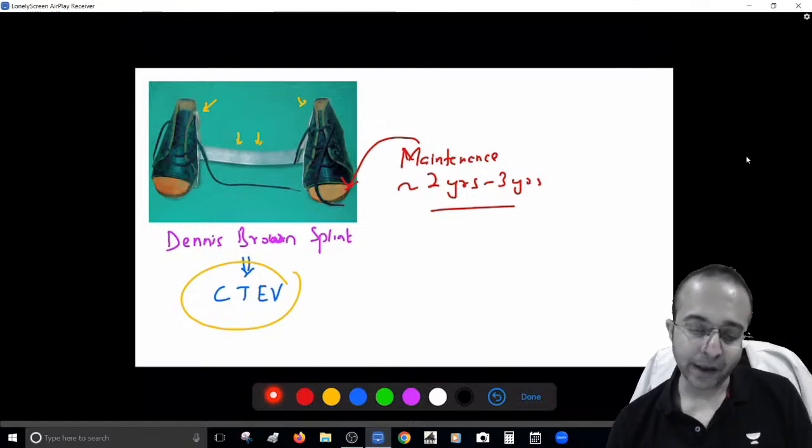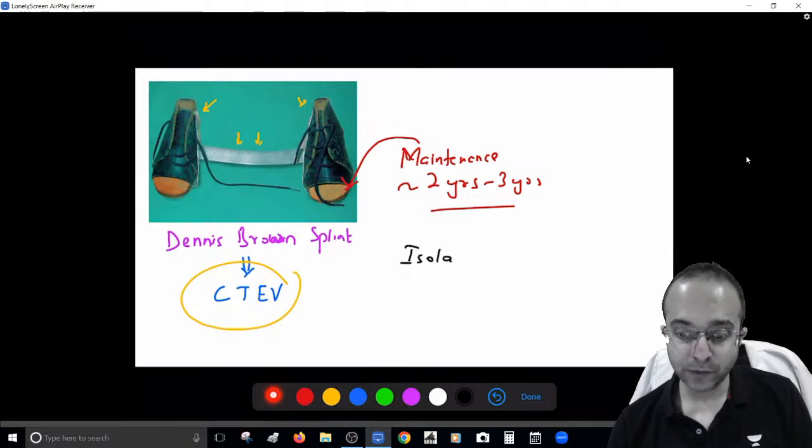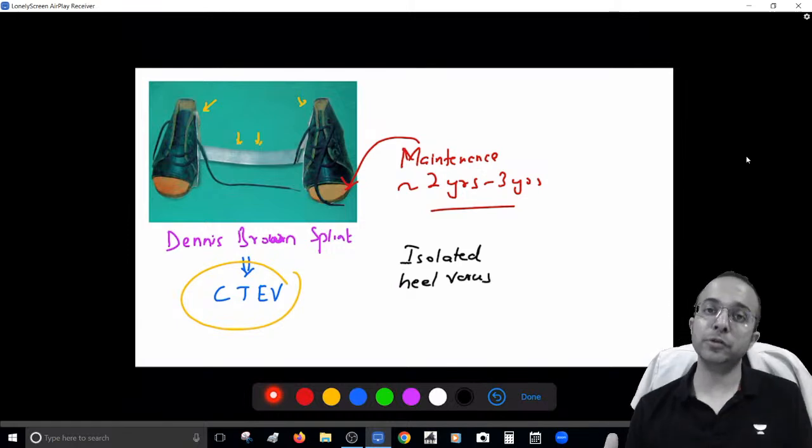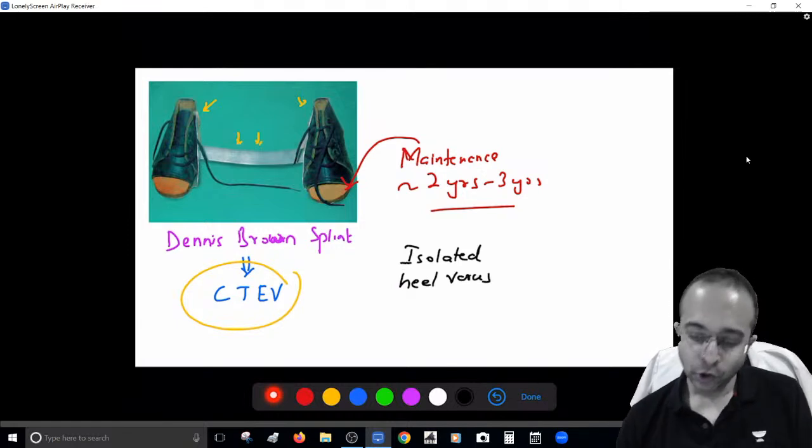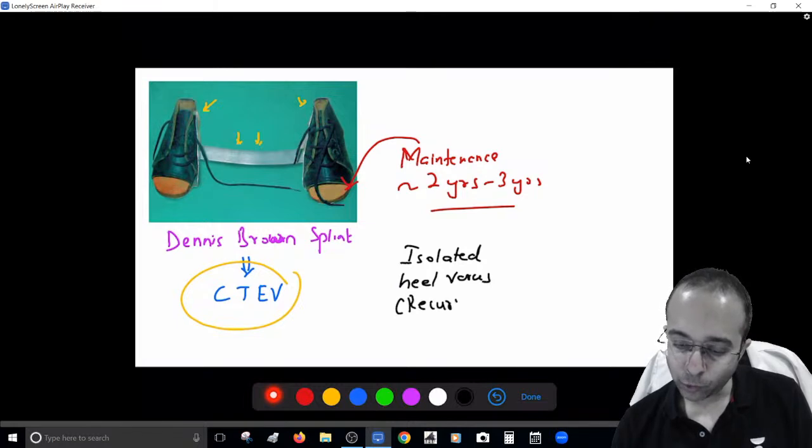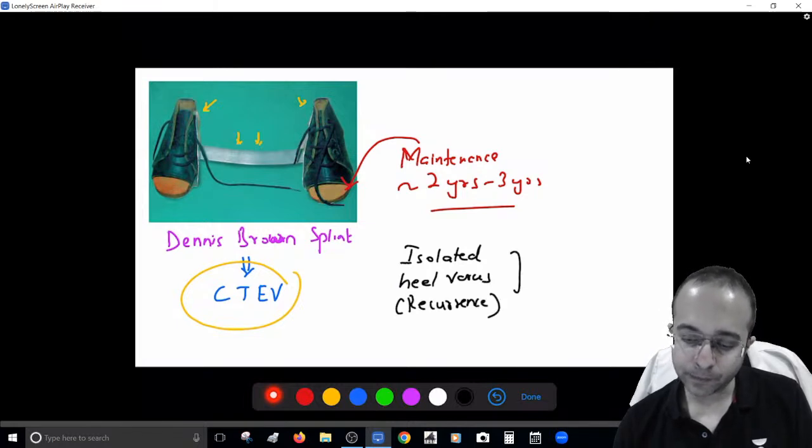Now if a recurrence happens, sometimes only one deformity comes up. Like isolated heel varus might come up, other deformities might not come up in recurrence. So when you have that recurrence and only heel varus comes up, that is where you can go with Dwyer's osteotomy.